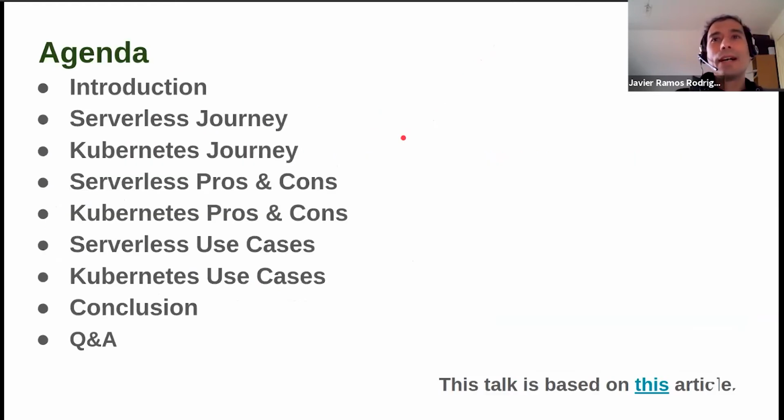Basically, this talk is based on an article. There's the link on these slides. We'll share the slides later. It talks about the pros and cons of running your workloads in serverless and Kubernetes, and the different use cases that can point you to one or the other. We'll start with a quick introduction for people who maybe don't have the context. Then we'll talk about the serverless journey, usually how people go into serverless, and the Kubernetes journey, how people actually get into Kubernetes, the most common scenario. Of course, each company is different. And then we'll go through the pros and cons and use cases.